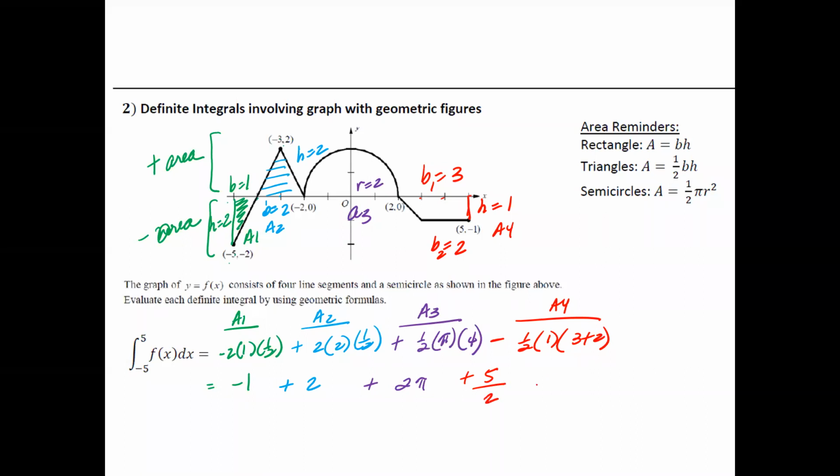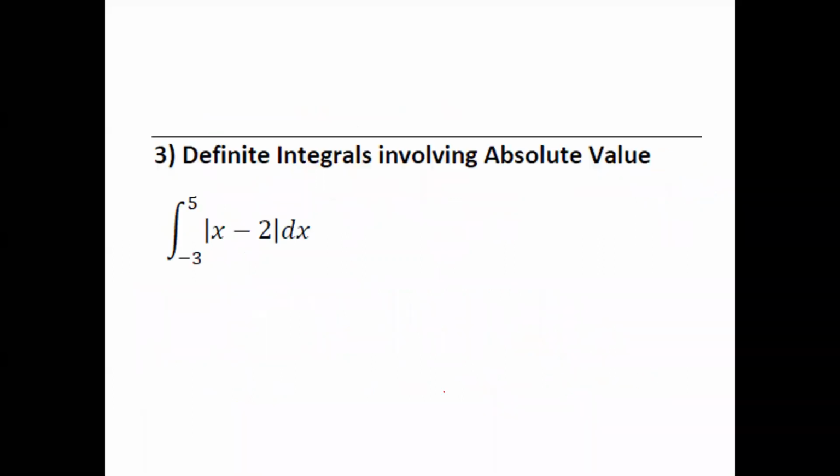Over 2. So then all together, let's add everything. This part is going to give me a 1. So then a 1 is the same thing as a 2 over 2. So 2 plus that's 7 over 2 plus 2 pi is your answer.